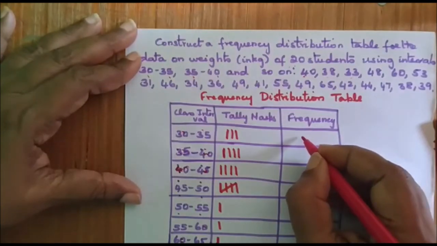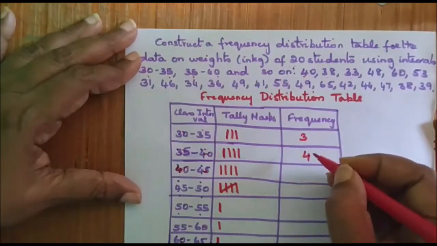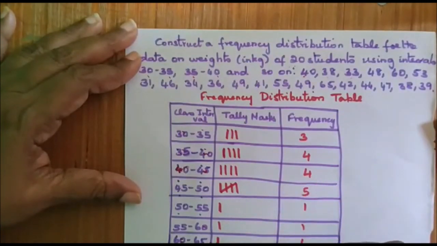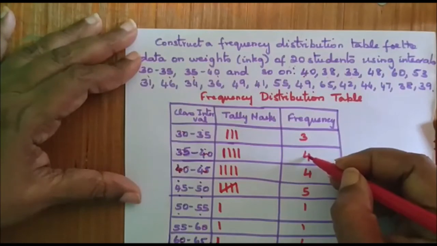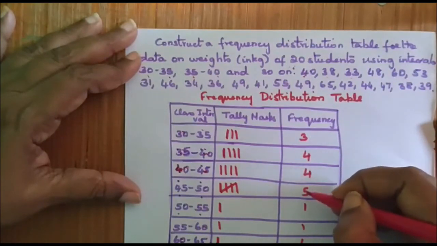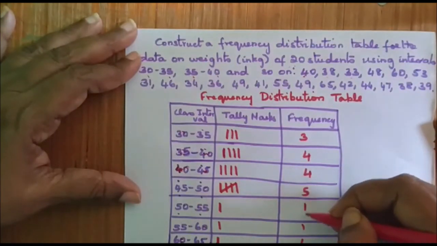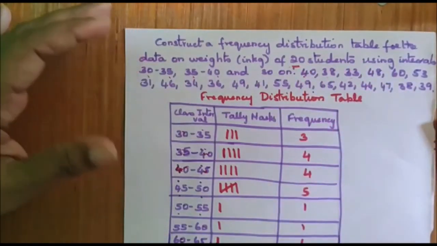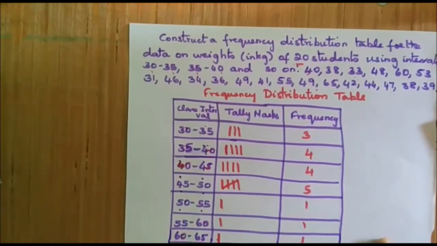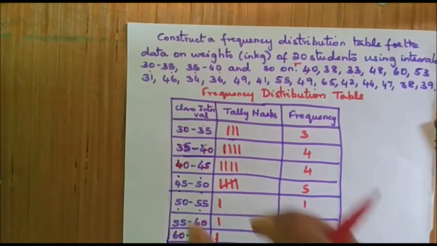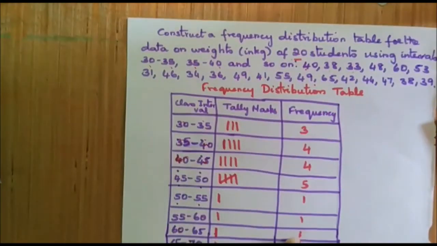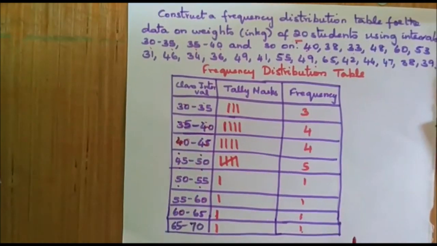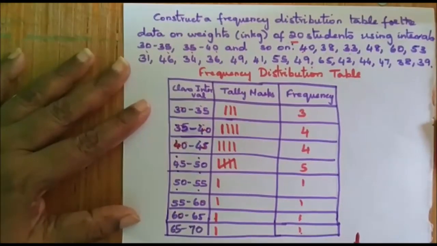So this is how much? 3, 4, 4, 5, 1, 1, 1, 1. So we have 3 plus 4 is 7, 11. 11 plus 5 is 16, 17, 18, 19, 20. So for 20 students, I have recorded the frequency or the weight distribution by giving the class intervals. What were the class intervals? 30 to 35, 35 to 40, and so on. I hope you understood how we did this.